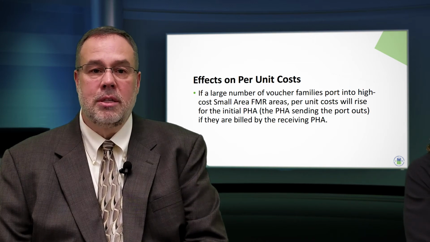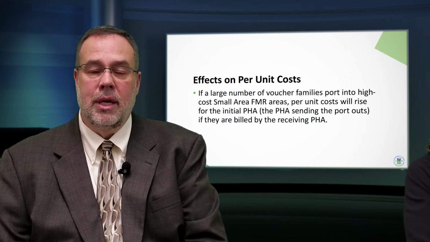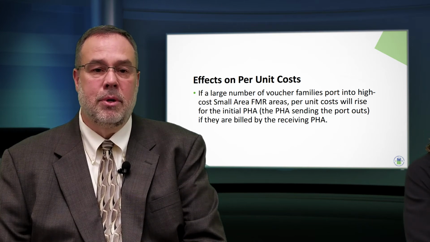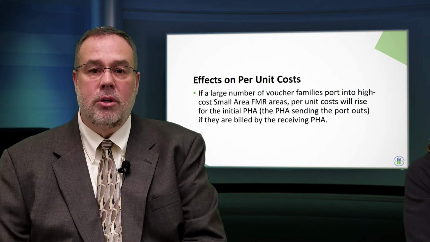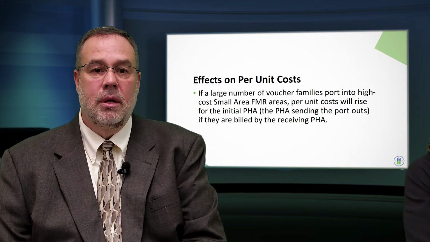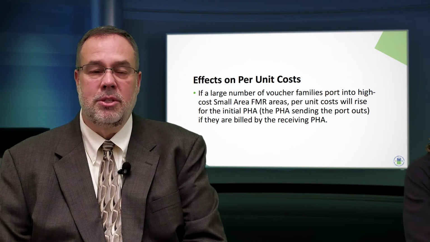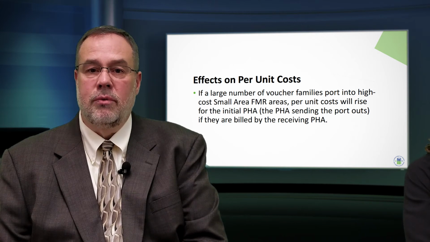The initial PHAs should be mindful of the potential impact of being billed for higher costs of participants locating into a high-cost zip code. If a large number of families port into high-cost small area FMRs, the per-unit cost will rise in cases where the receiving PHA chooses to bill the initial PHA. In such cases, the initial PHA will want to be mindful of the potential for such a cost impact.